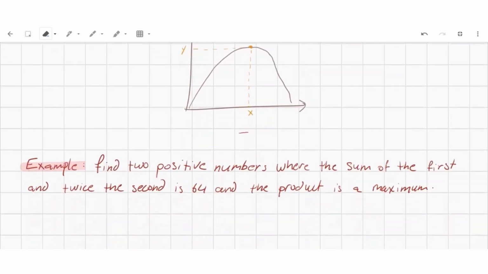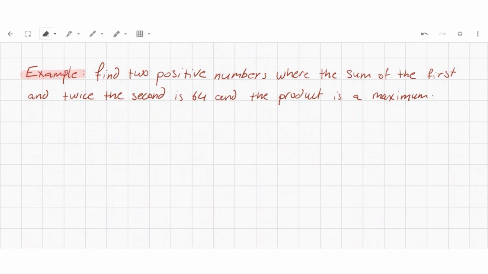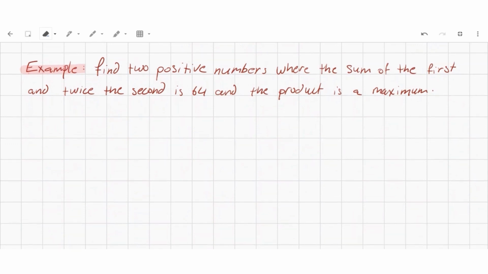Now that we have that idea down, let's move to our examples, where the first one states, find two positive numbers where the sum of the first and twice the second is 64, and the product is a maximum. What I like to do is first I start off with identifying what the example is asking of me. So here it says find two positive numbers where the sum of the first and twice the second is 64 and the product is a maximum.